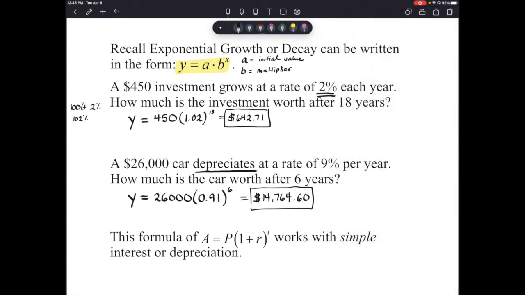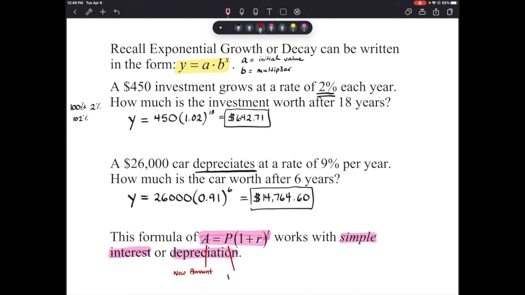Okay, so this formula relates to what we were just doing here, and we're talking about simple interest or depreciation, right? You'll see this formula written. This is the same kind of thing as the y equals a times b to the power of x, but this is when we're looking at simple interest a little bit more, or depreciation. So our a, right, is going to be our new amount. I'm going to write new in front of it, right? It's our new amount after we've done our calculations.